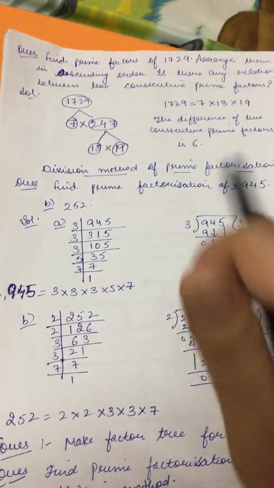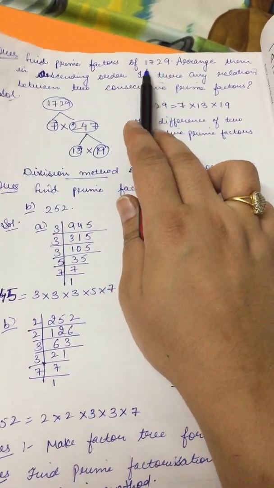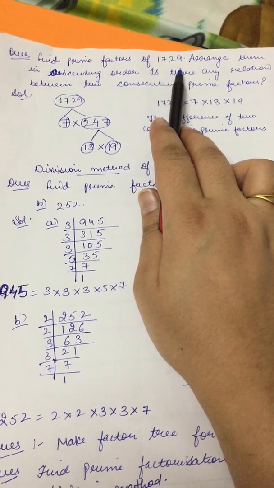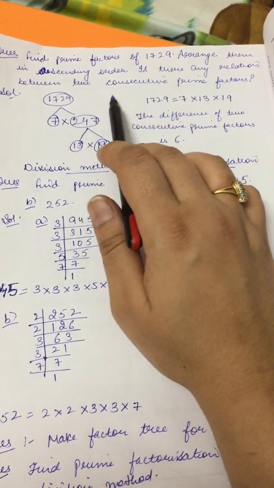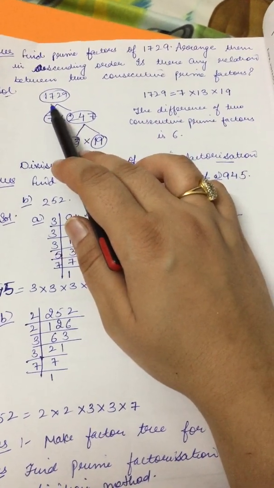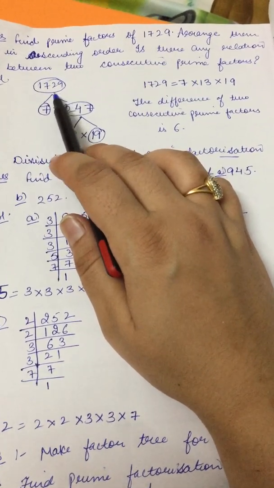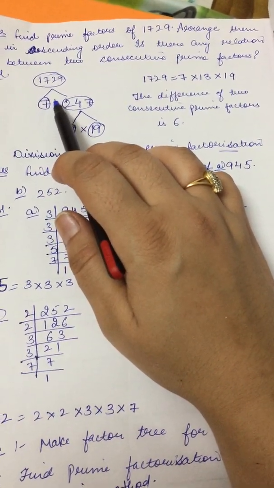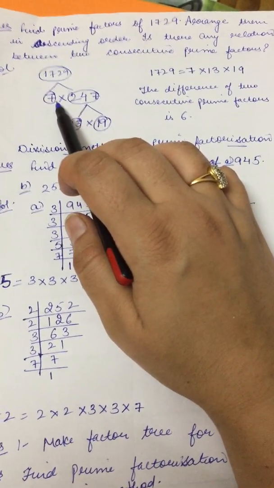Next question is, find prime factors of 1729. Arrange them in ascending order. Is there any relation between two consecutive prime factors? So firstly, 1729. Now 2 is not a factor of this number, 3 is also not a factor, 5 is also not, but 7 is a factor of this number.